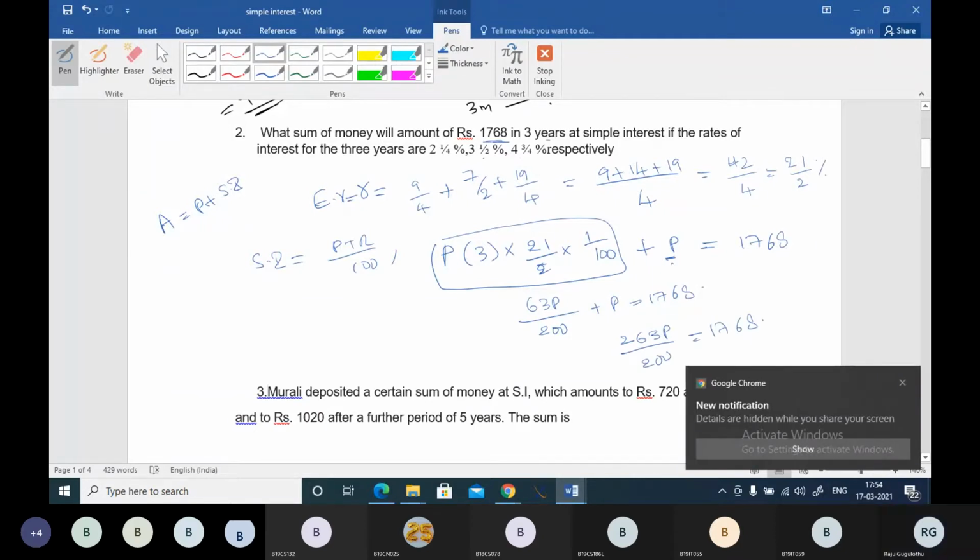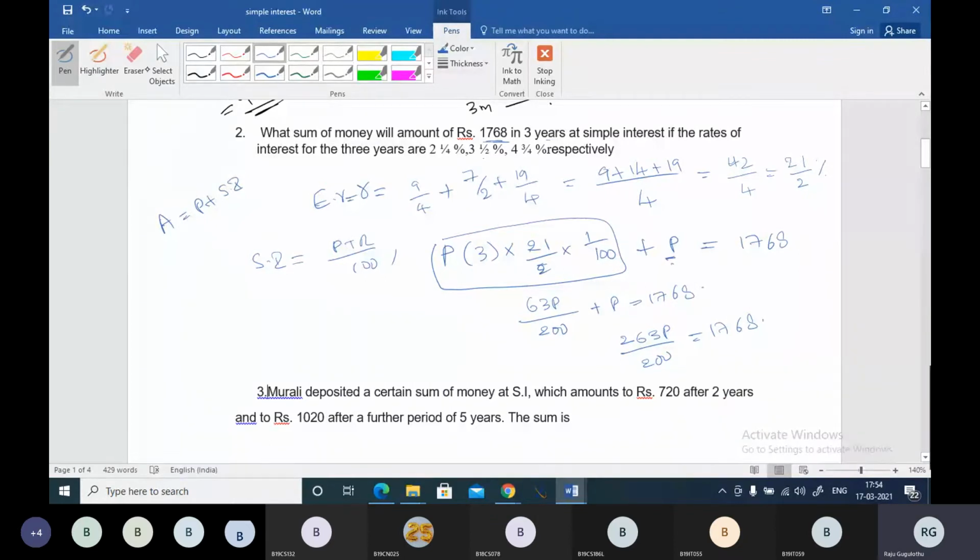Sorry, one thing we have to observe here: we should not take 3 years, boss, because we have already taken the effective rate for 3 years in the formula. This is the effective rate, first year rate plus second year rate plus third year rate. Then we should not take a 3 over here. So the interest will be principal into the effective rate for 3 years into 1 by 100 plus P, which gives 1768. So here the change will be, it will become 21 only.